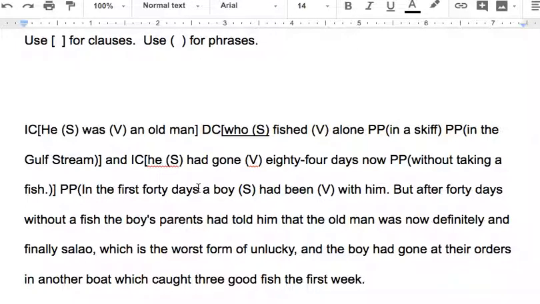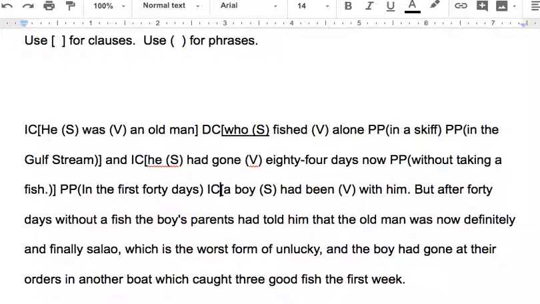No subordinator or anything, so we know that that's an IC. So let's put the bracket there and identify this IC and put the bracket around it. So we have prepositional phrase and then an IC. That one was pretty easy.